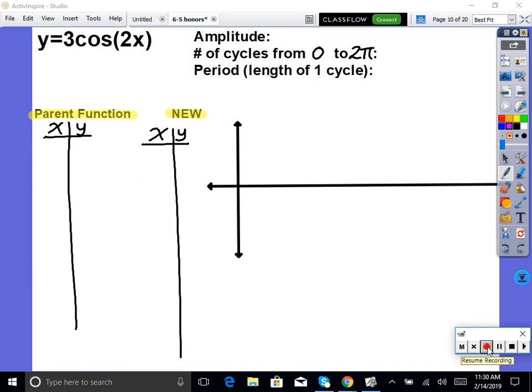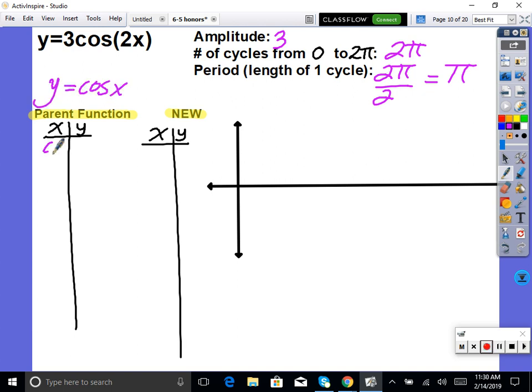Go on. Okay, answer the amplitude. 3. Number of cycles from 0 to 2 pi. 2. If that's the case, what's my period? 2 pi divided by 2 is pi. Okay, then you'd say, my parent function is y equals cosine of x. So then 0, pi halves, pi, 3 pi halves, 2 pi. Then for cosine, it's max, 0, min, 0, max. Agreed? Yes? Oh, I shouldn't say 2 pi. Good catch. 2 cycles from 0 to 2 pi.